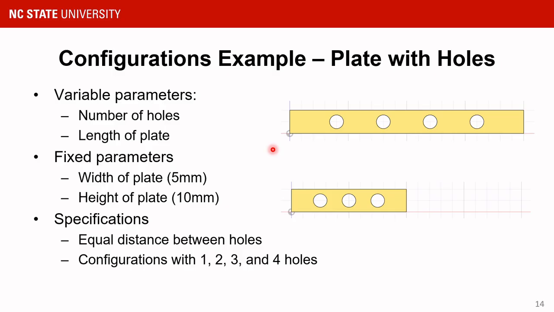So we're going to look at an example that combines both configurations and parameters. Here's what we're going to be doing. We're going to be creating a plate with holes in it. The variable parameters that we're going to have, the things that we want to be able to change, are the number of holes in the plate and the length of the plate. The fixed parameters that we have are the width of the plate, which is going to be 5 millimeters, and the height of the plate. And then the specifications that we have are that there should be an equal distance between all holes, no matter what the length is or the number of holes. And we should be creating 4 configurations, one with 1 hole, 2 holes, 3 holes, and then 4 holes.